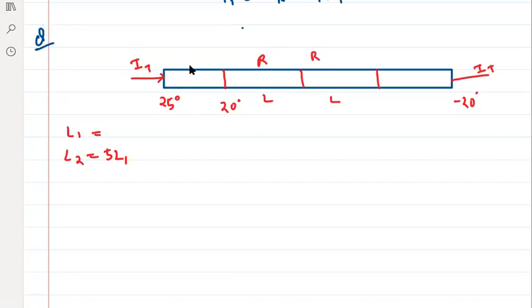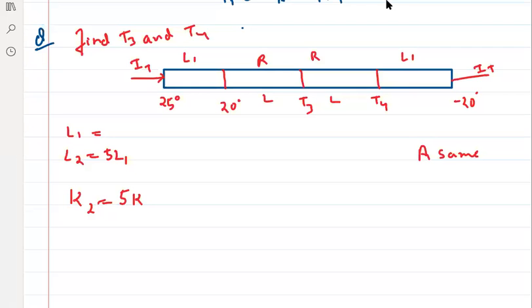Now, this is L1. This is L, same length, same radius. Okay, now let's see. This is easy. Why is this easy? We know that across all the 4 resistances, the current would be same. Yes or no? Current would be same. Makes sense because they are in series.